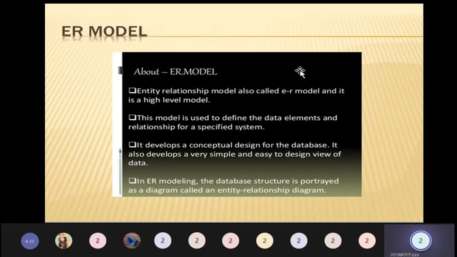There are three levels of data abstraction. The first one is the physical level. The physical level is the lowest level of abstraction that describes how the data are actually stored, and it describes the complex low-level data structures in detail.